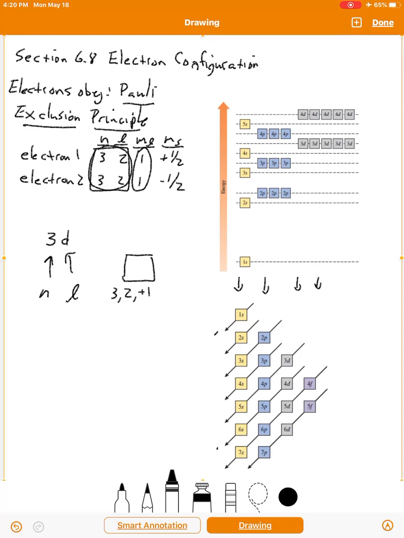Okay? So that's an orbital. So that means these 2 electrons are in the same orbital. However, they have different spin quantum numbers. One is plus a half, the other one is minus a half. So that's why they're allowed to be in the same orbital.